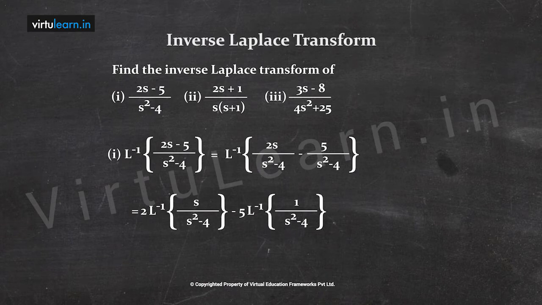L inverse of s by (s square minus a square) is cosh at, so we get cosh 2t, minus 5 into L inverse of 1 by (s square minus a square). The formula is sinh at by a. Here the a value is 2, and 5 is outside: sinh 2t by 2. The final answer is 2 cosh 2t minus 5 by 2 into sinh 2t. Like this we can solve the basic problems of inverse Laplace transform.